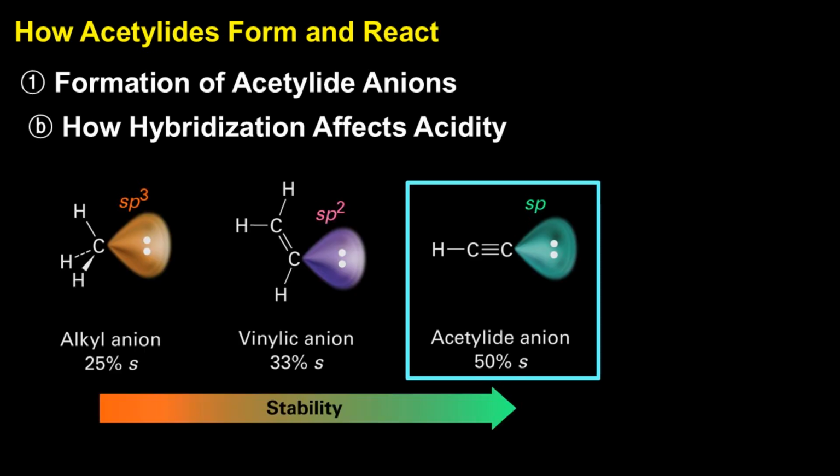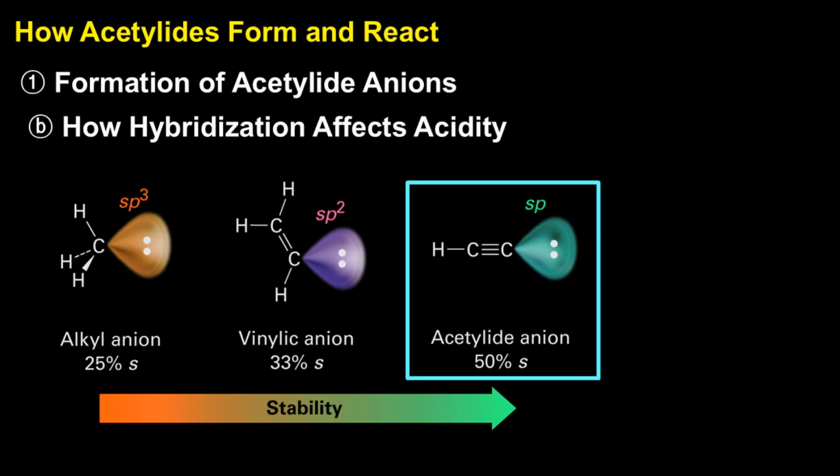Now let's talk about why alkynes are more acidic than alkenes or alkanes. It all comes down to the type of orbital that holds the lone pair on the conjugate base. Here's the trend. In an alkane, the conjugate base is sp3 hybridized. That's only 25% S character. In an alkene, it's sp2, so 33% S character. But in an alkyne, the acetylide anion is sp hybridized, and that means 50% S character.